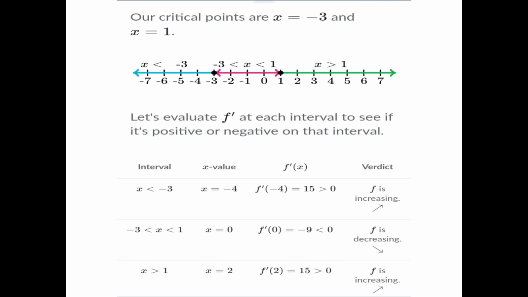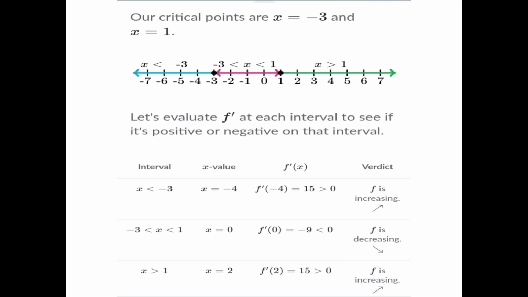For instance, minus 4 is less than minus 3, and then evaluating f prime of x at x equals minus 4, we have 15, and 15 is greater than 0. Hence, f is increasing at x equals minus 4.